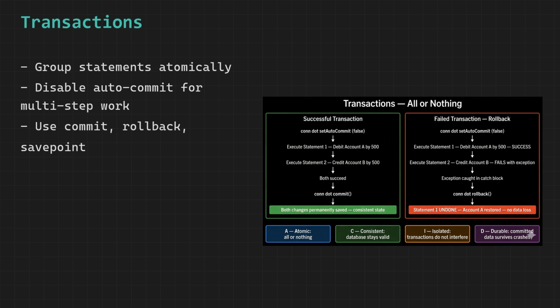The workflow is always: set auto-commit to false, execute all your statements, then either commit or roll back based on whether everything succeeded. Savepoints add a middle layer. You can create a named savepoint at any point during a transaction.